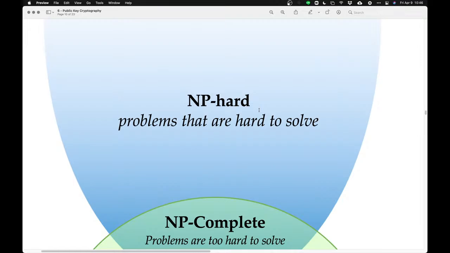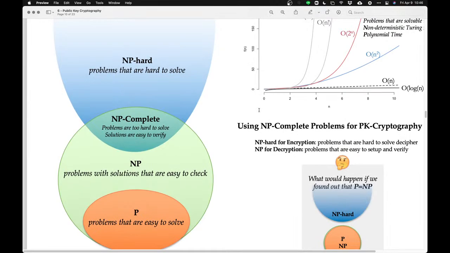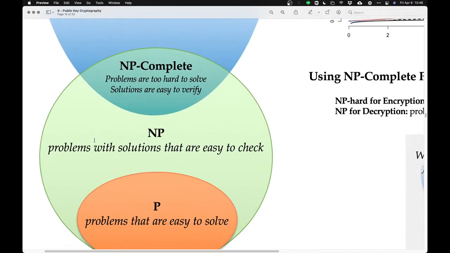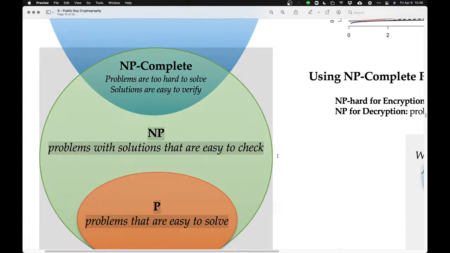But that's not even the biggest threat. There's a bigger problem, and it's one that we cannot resolve. And that's this. Remember, I told you that there are problems that are easy to check.